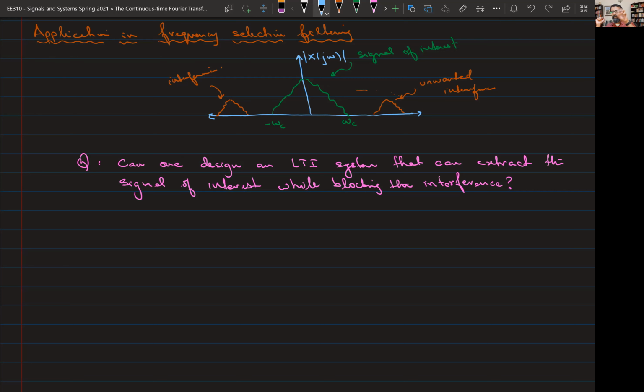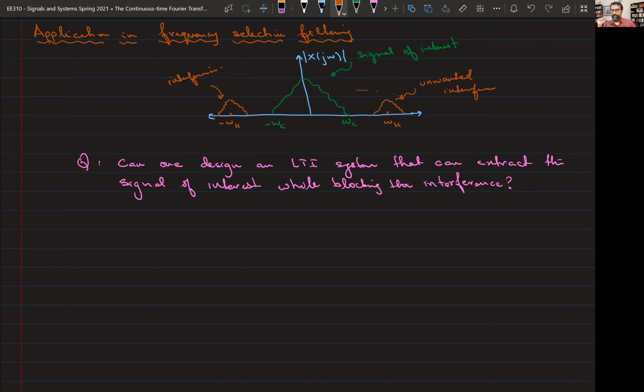So I want to extract the low frequencies and block out the high frequencies. And when I say high frequencies, for example, this frequency here is, let's say, omega high, and this is minus omega high. So minus omega high, I would treat that as a high frequency as well, because the oscillation rate is the absolute value for that. Okay? So I want to extract the signal from minus omega c to plus omega c, right? What kind of an h of j omega should I be looking for?